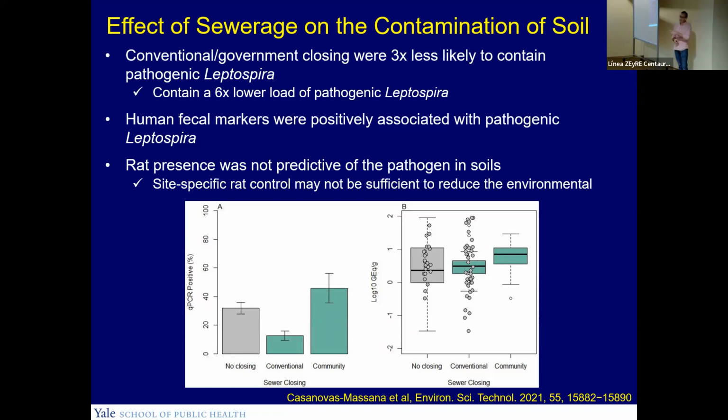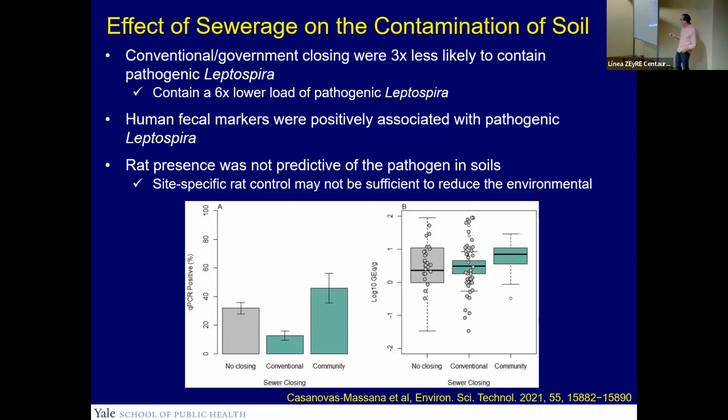It also shows more evidence that the chemical treatments people try to do with rats are not only ineffective because of the nature of the rat, since they usually come back in waves, but also that just killing the rats is not solely the issue of leptospirosis in that environment. And of course, it's sad to say that the community closing is not good enough.